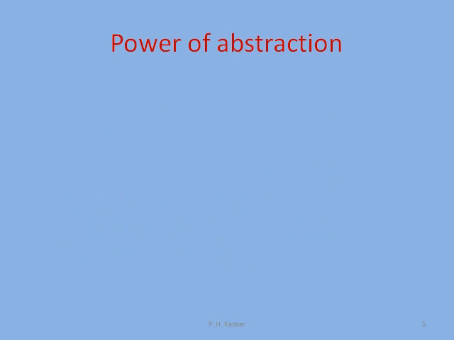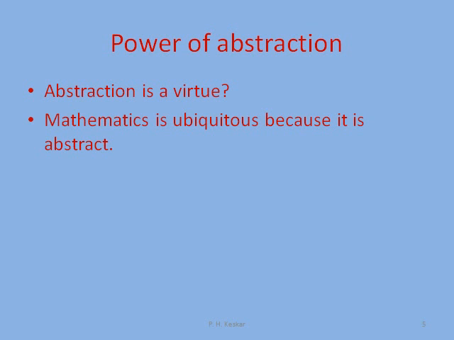The answer to it is the power of abstraction. It feels somewhat strange, but it is true that the applicability of a subject is greater when the subject is more abstract, and mathematics reaches everywhere because it is abstract. So abstraction is a virtue rather than a vice. Mathematics is ubiquitous, it occurs everywhere because it is abstract.